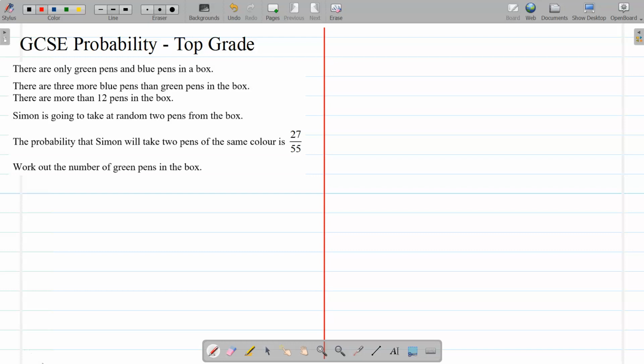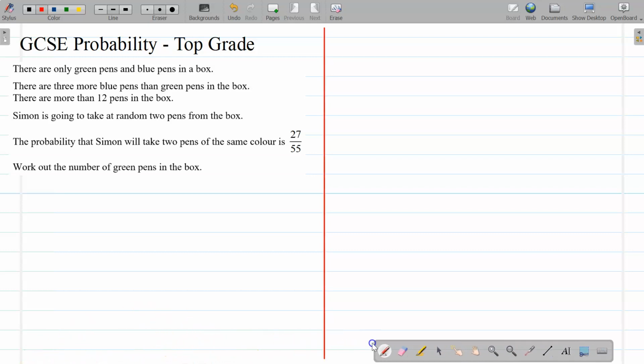I put top grade on there because I think this really is a top grade 8 or 9 question. Okay, lots of algebra needed here and lots of interpretation of the information given before you even start. So I'm going to take you through it step by step. At any point, stop the video and have a go yourself before watching the full solution. So here we go then.